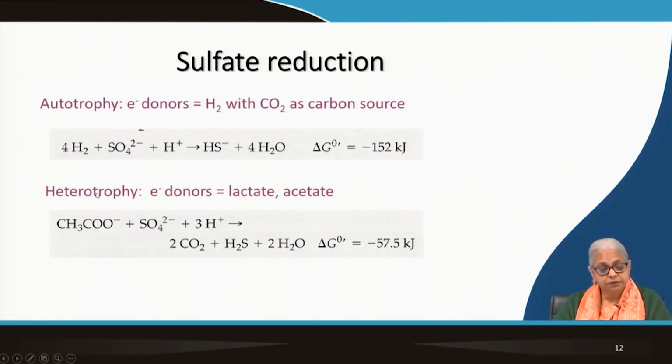Heterotroph is for heterotrophic organisms, they can use sulfate along with any organic compound. These organic compounds can be lactate, acetate, any number of compounds are possible. They will convert the organic compound to CO2, sulfate will be converted to sulfide, and that is what we see around us.